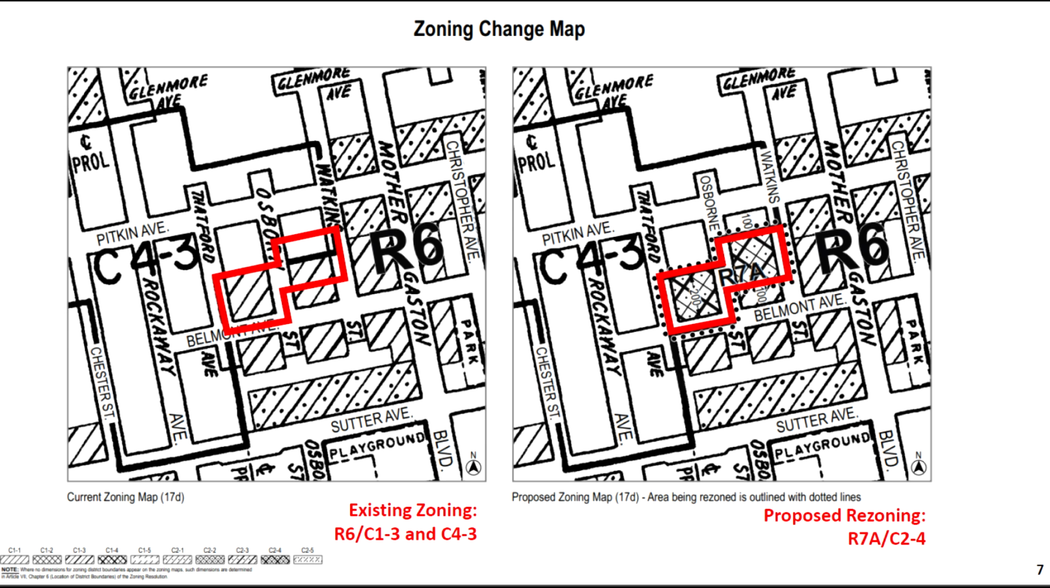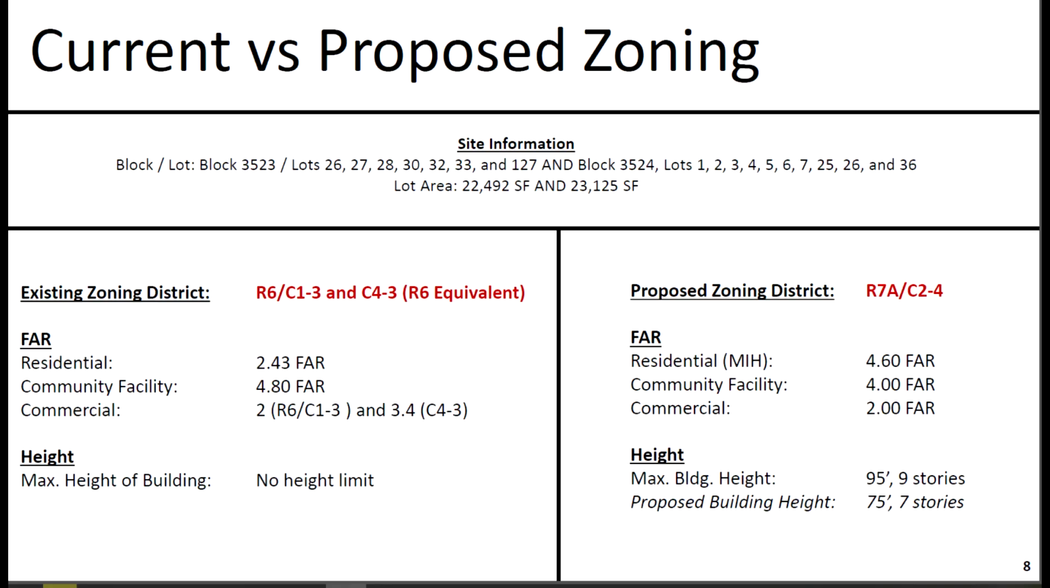The community facility FAR will actually go down from 4.8 to 4.0, and the commercial FAR will stay even at 2 FAR. In terms of building height, under the existing zoning, there's no height limit. It's a sky exposure plane analysis. And under the proposed zoning, there's a building height limit of 95 feet, but the proposed buildings are 75 feet.